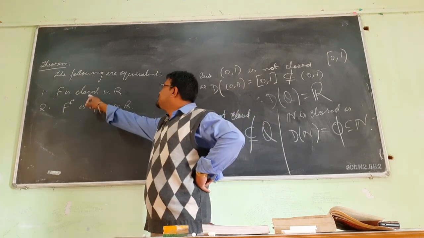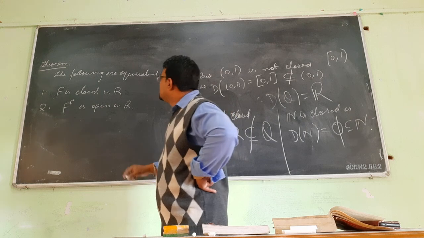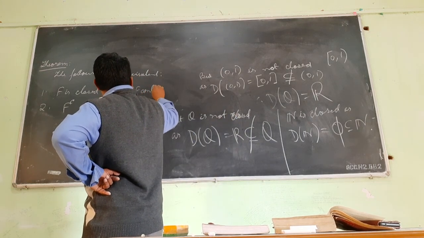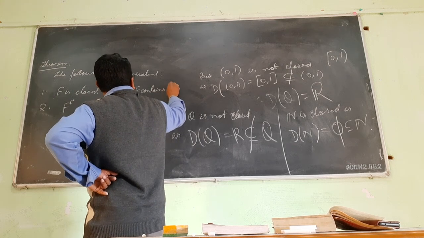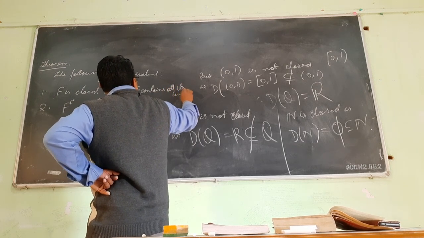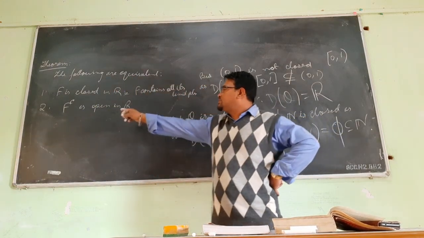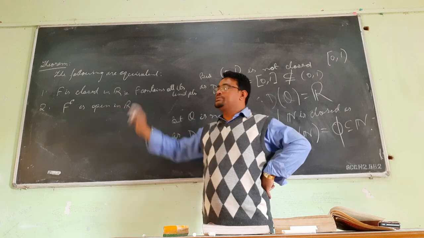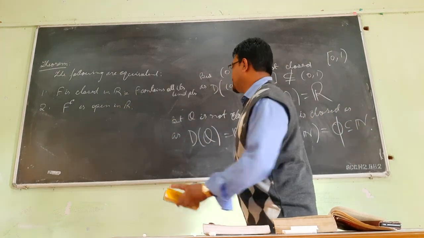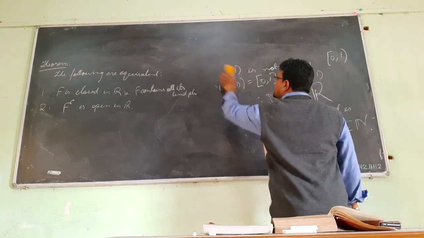One definition is that a set is closed if it contains all its limit points. That is, F contains all its limit points. And another definition is that F complement is open. A set is said to be closed if its complement is open. So how do you show this?